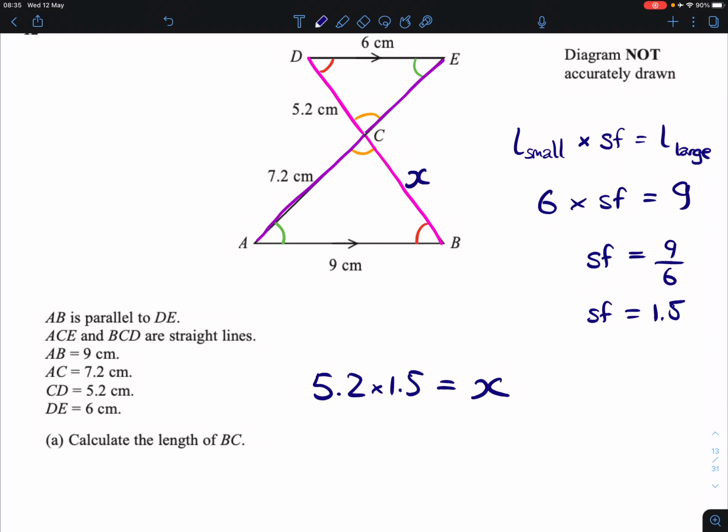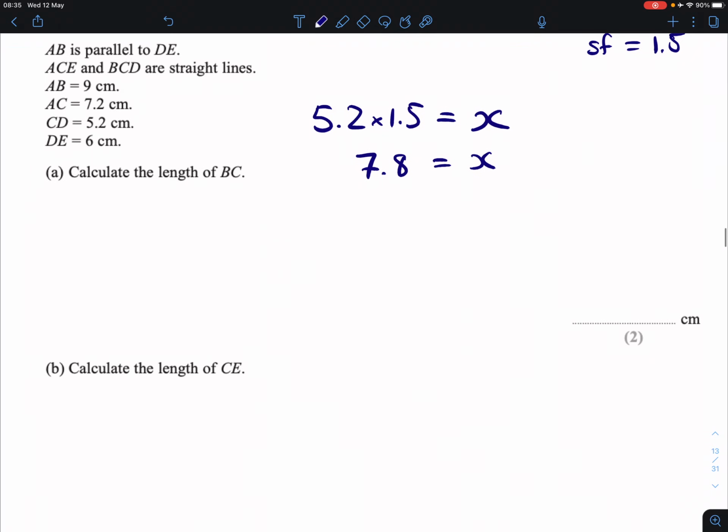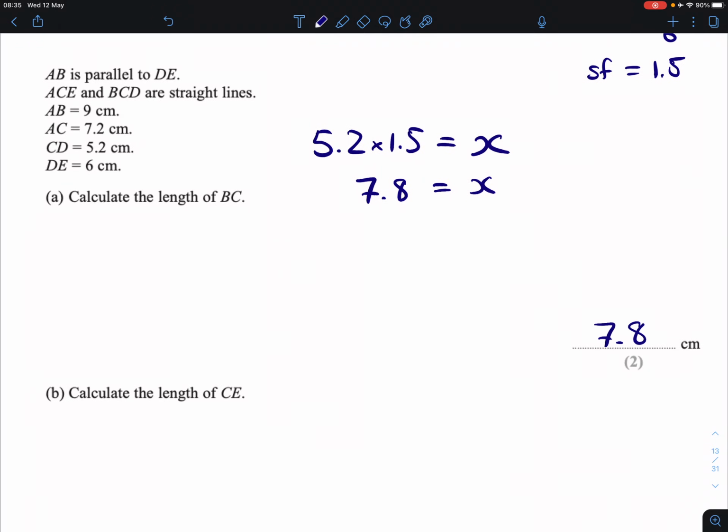I then plug that into the calculator and I end up with 7.8. Check the question and make sure it looks right. The key thing here being that this length is bigger than that one, so I'm happy with 7.8 as my answer.